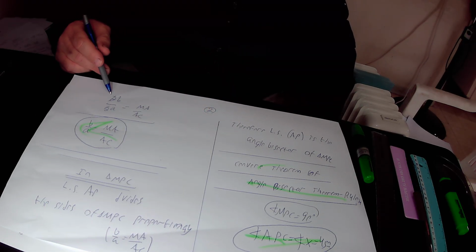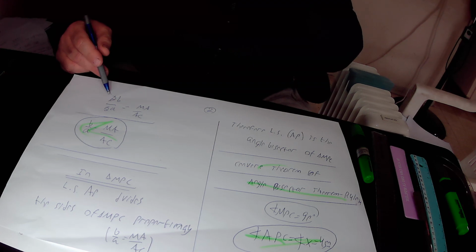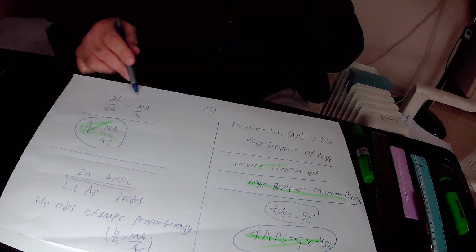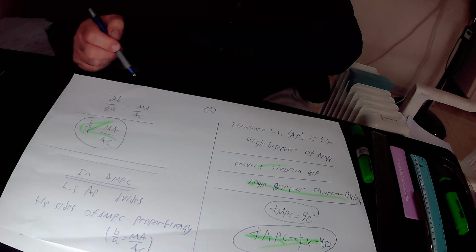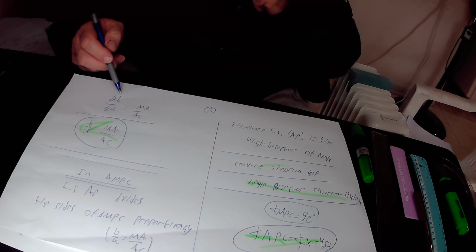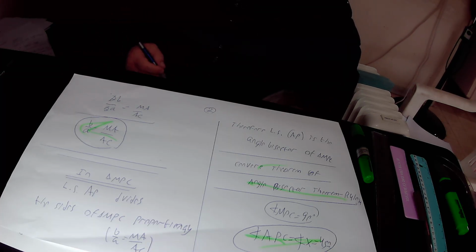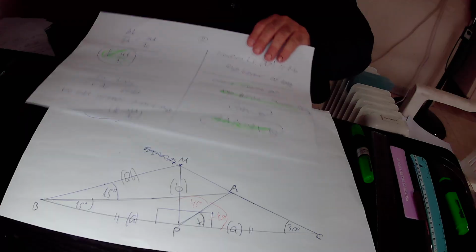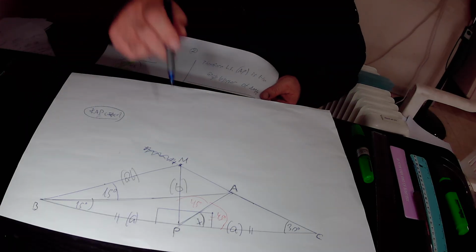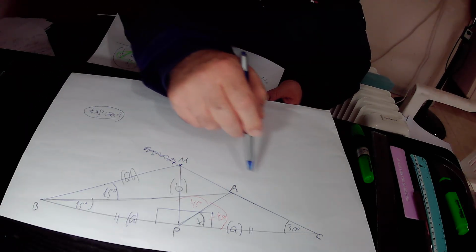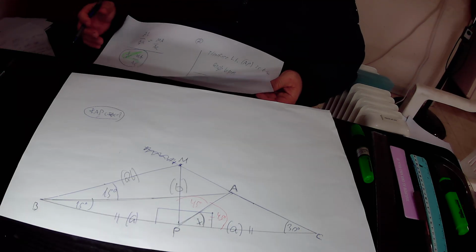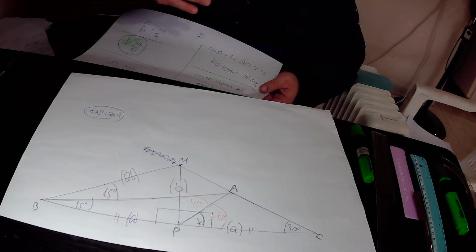MB is 2b and BC is 2a, and this equals MA over AC according to the angle bisector theorem. We have 2 in the numerator and 2 in the denominator, so the 2 gets cancelled. So on this side of the equation we are left only with b over a equals MA over AC. So in total we found out that b over a equals MA over AC. This is according to the angle bisector theorem.